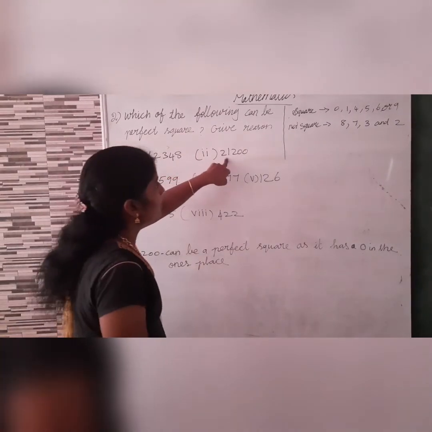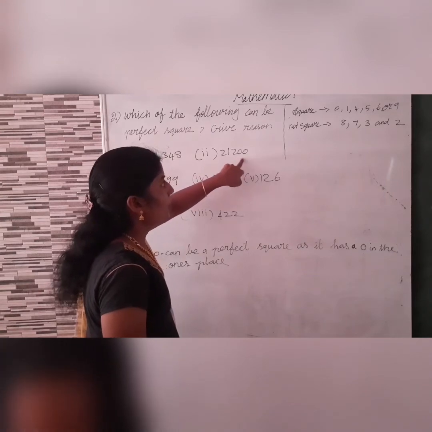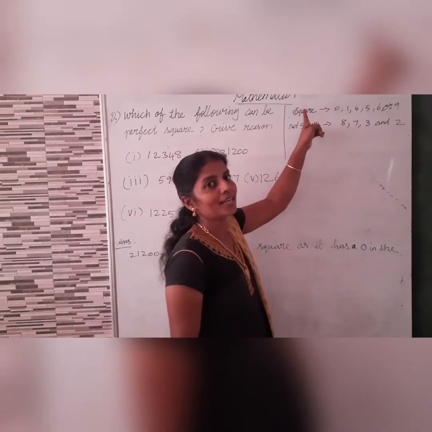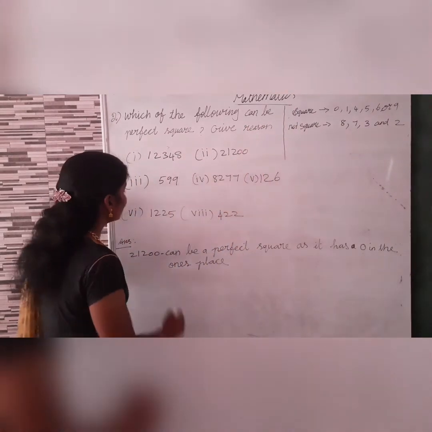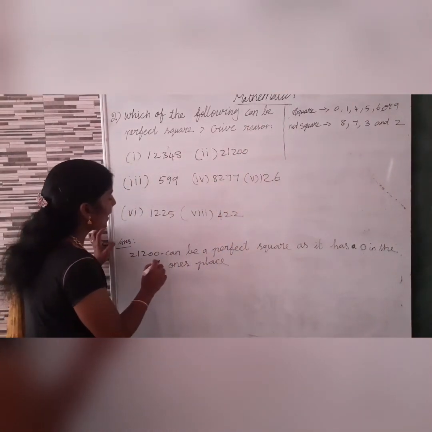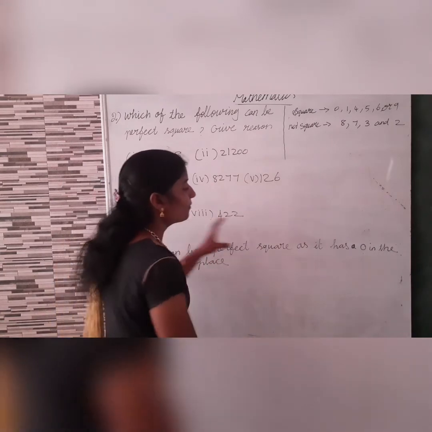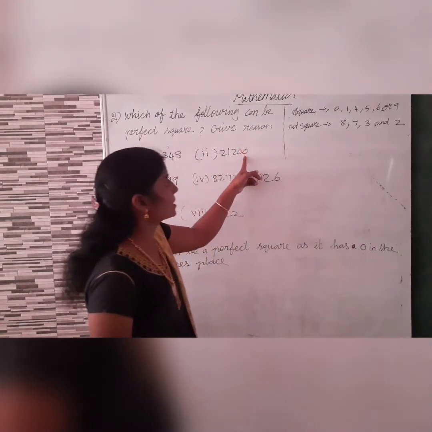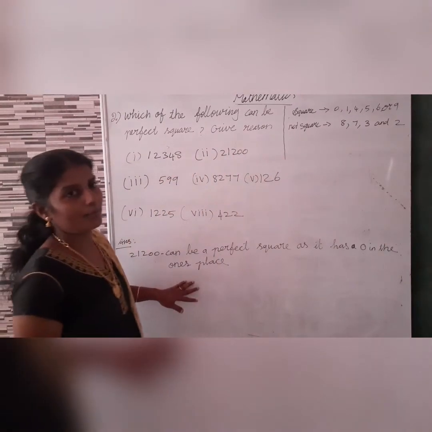Now, 21,200. Ones place is 0. 0 means that it can be a perfect square. So we can write, 21,200 can be a perfect square as it has a 0 in the ones place.